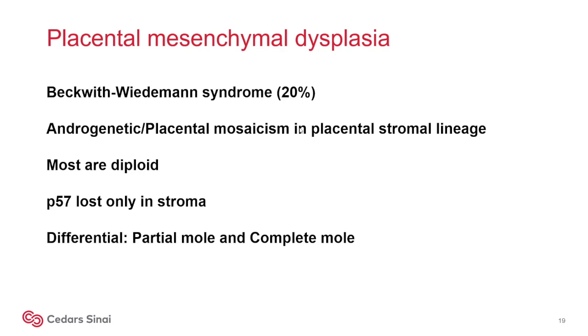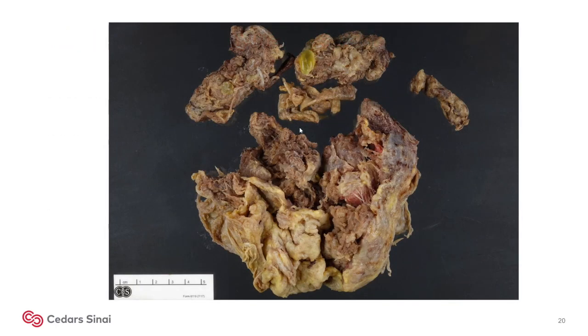It's usually not a surprise, but I think it's important that you're aware of it in case it is a surprise. This is a case we had recently. The extent of involvement of the parenchyma by placental mesenchymal dysplasia, because it's a mosaicism type of mechanism, is highly variable. What you want to look for are these vesicles.